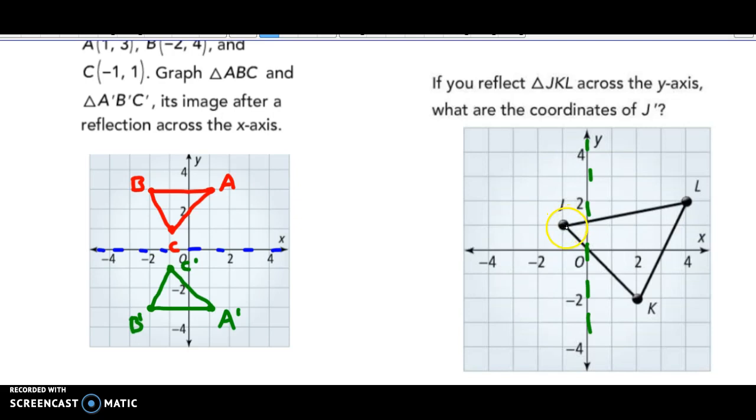Here's point J. J prime has to be 1 unit away, and it has to be on a line perpendicular to my line of reflection, which would put it right here. So the coordinates of J prime would be (1, 1).